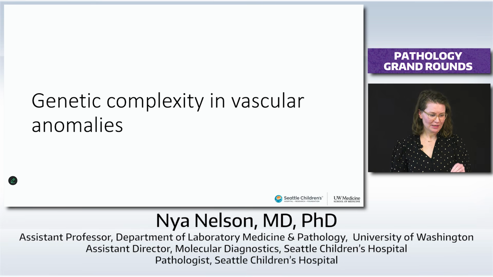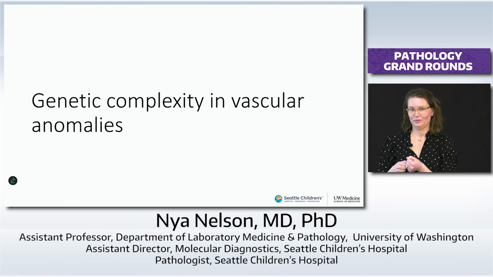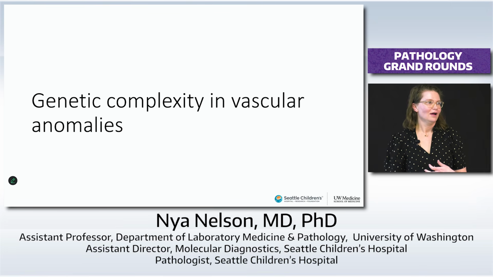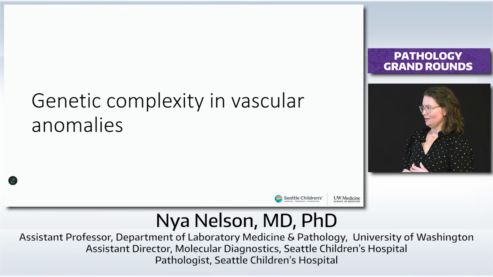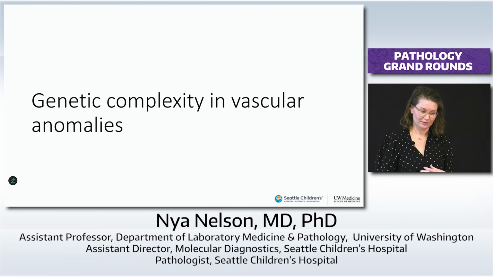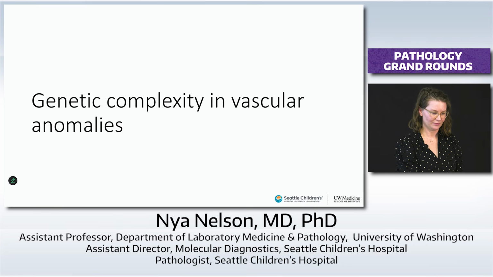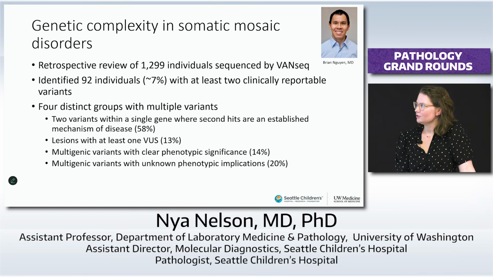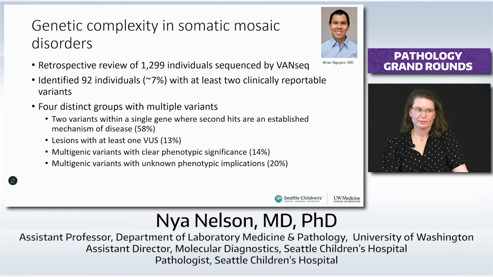So with the few minutes we have left, I want to move on to another topic we more commonly associate with cancer, which is genetic complexity, but is something that we can actually see in a substantial proportion of our patients with vascular anomalies as well. This is some work that was done by our fellow last year, Dr. Brian Wen, and he did a retrospective review of 1,300 individuals we had sequenced by VanSeq and identified 92 patients who had at least 2 different clinically reportable variants.